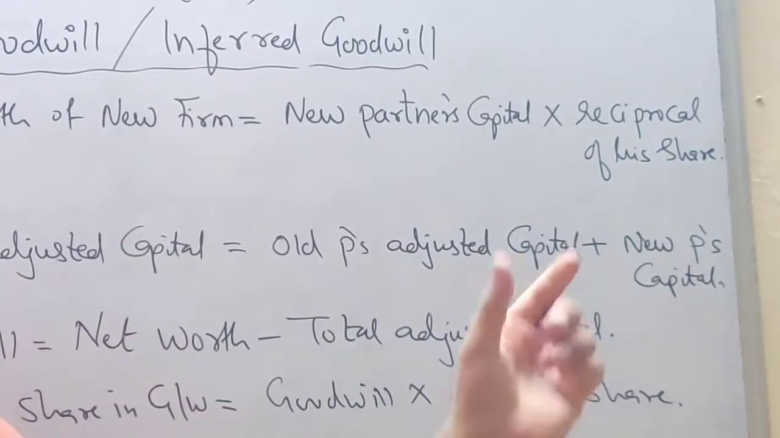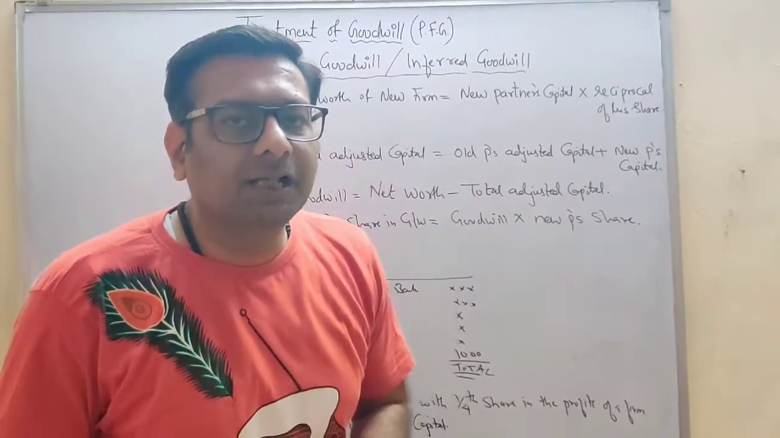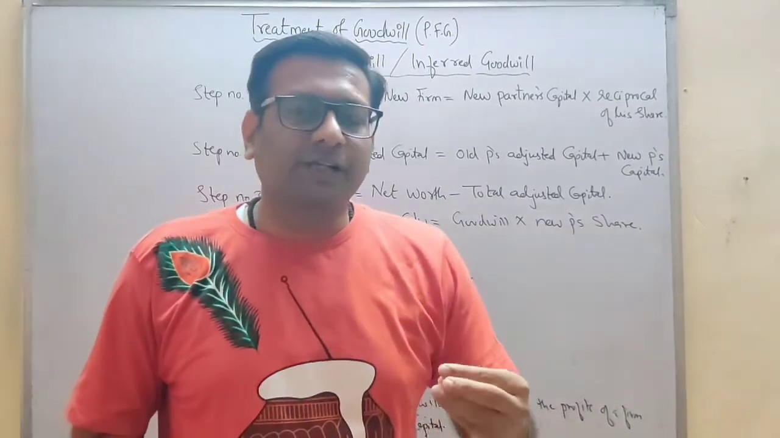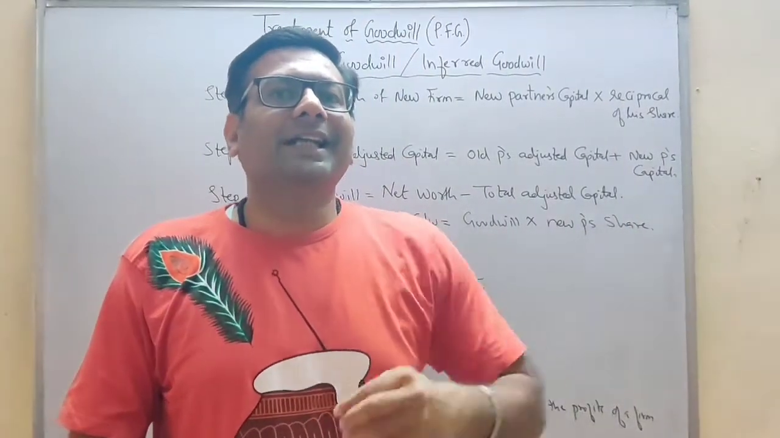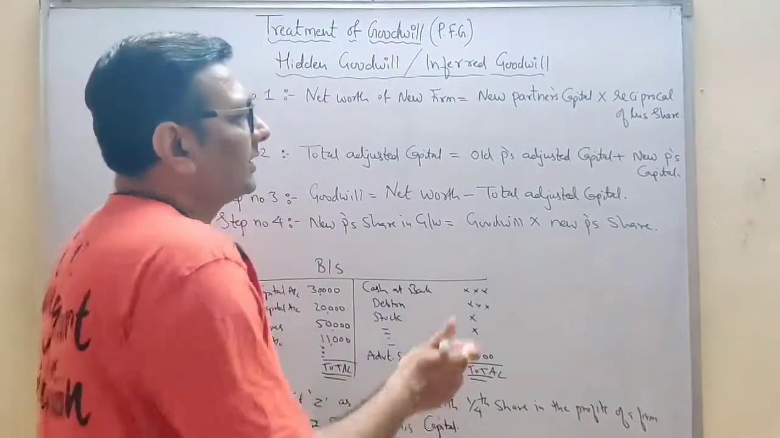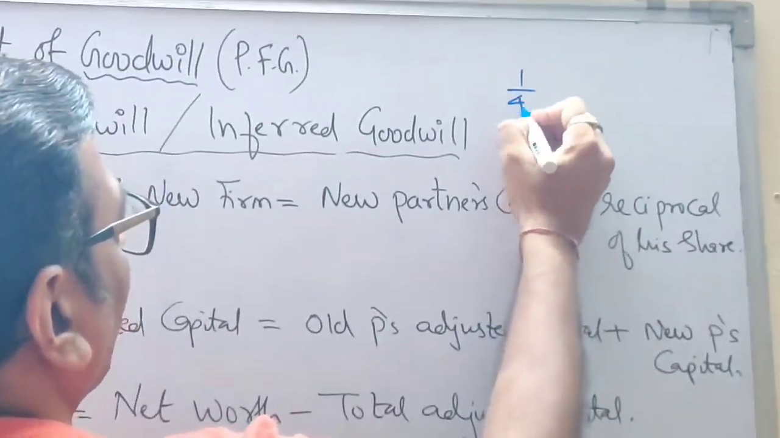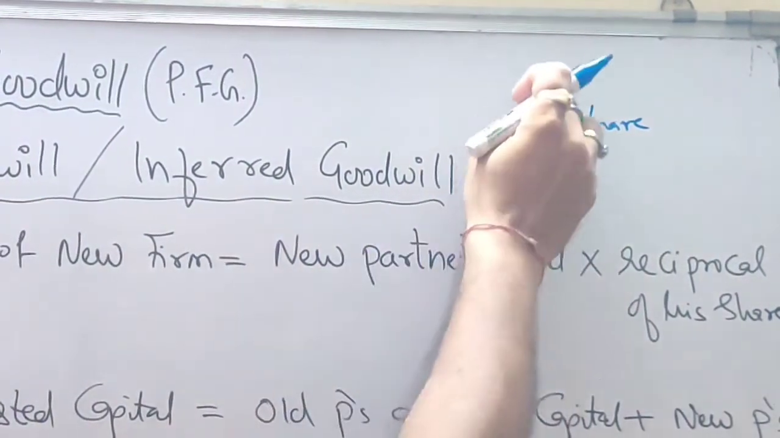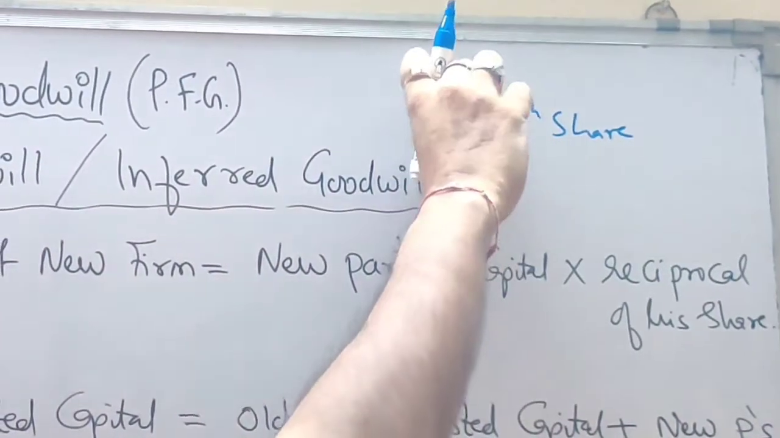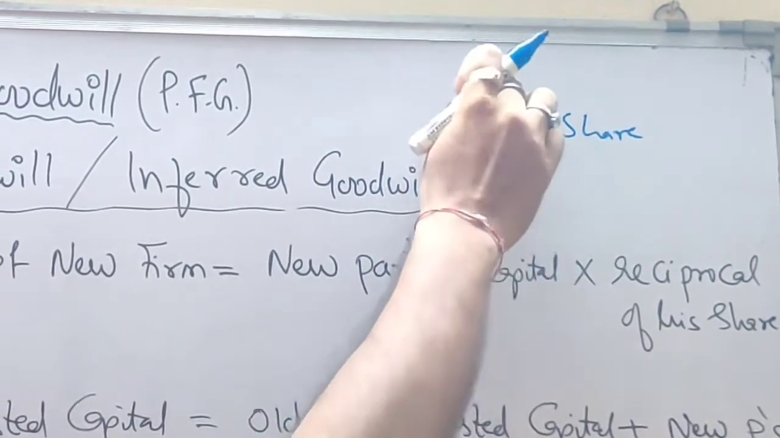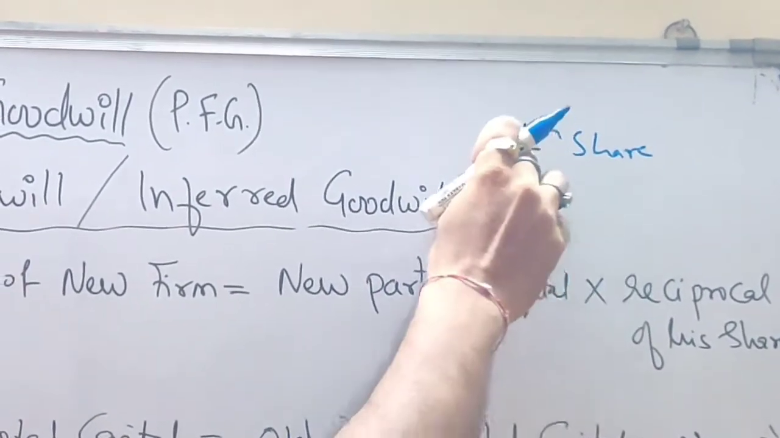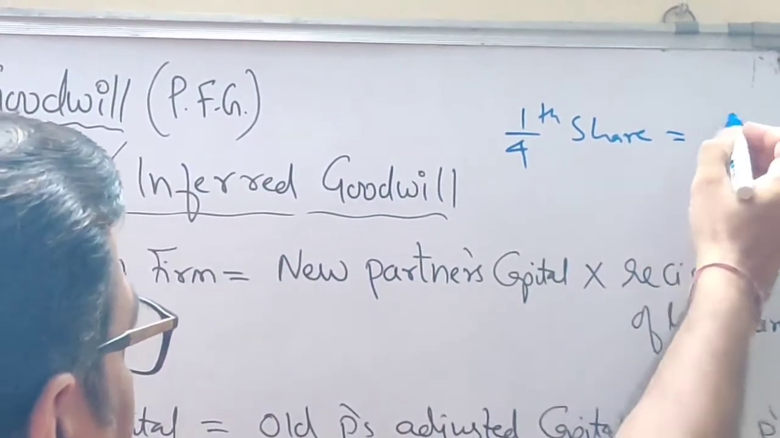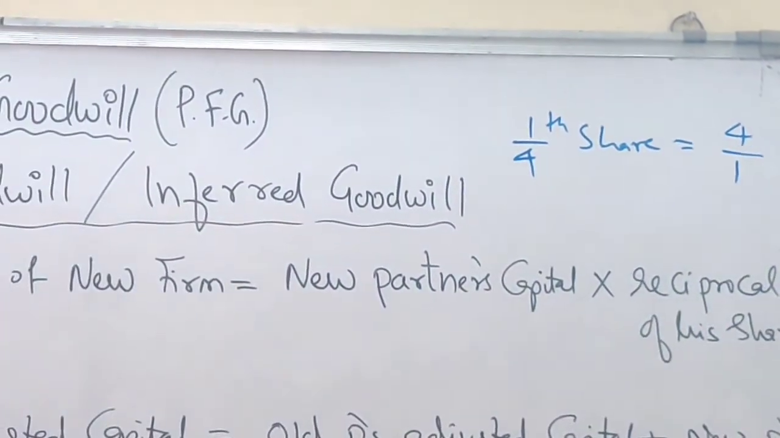his share. What do you mean by reciprocal of share? Suppose for example the new partner's share is 1/4. If in the question they have given 1/4 share to the new partner, what will be the reciprocal of this? You have to do it upside down. 1 will go in the denominator, 4 will go in the numerator. So the reciprocal will be 4 upon 1.